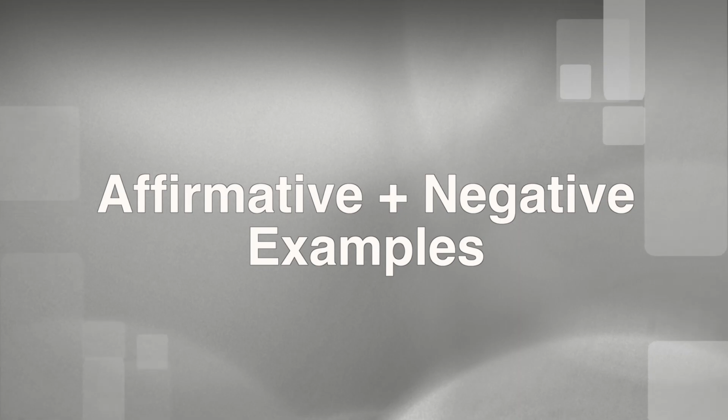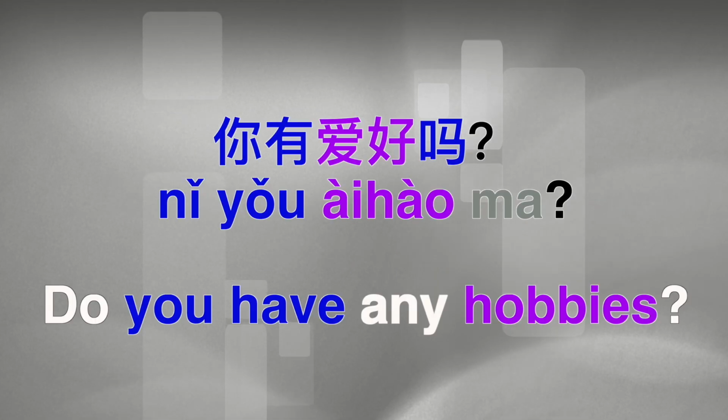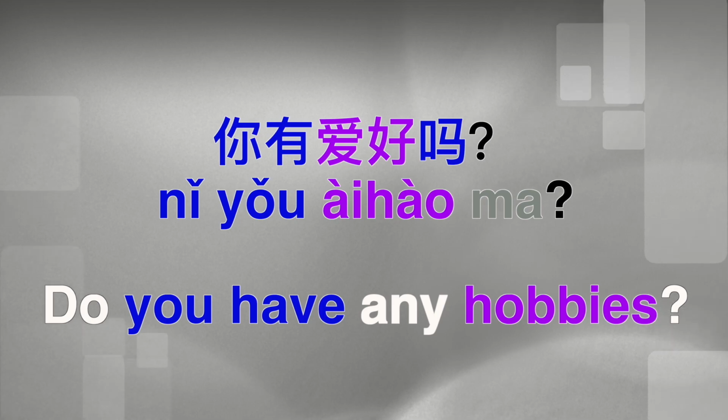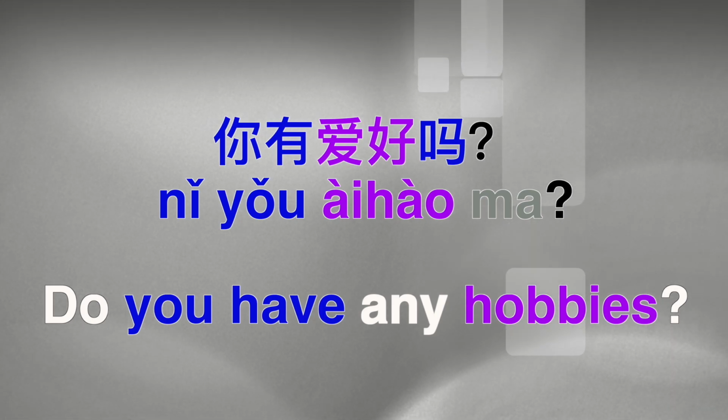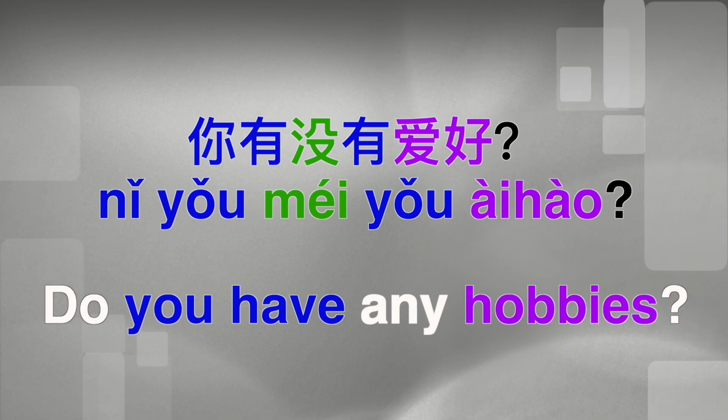Now let's practice some affirmative-negative question examples, shall we? 你有爱好吗 means, do you have any hobbies? If you wanted to make that into an affirmative-negative question, how would that sound? 你有没有爱好?